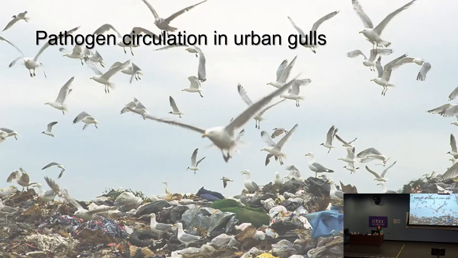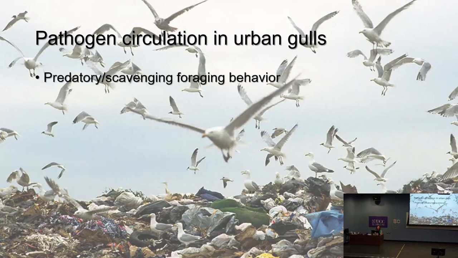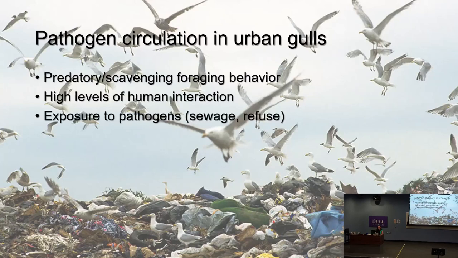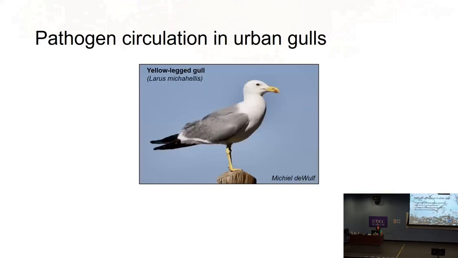So in urban gulls, we know that these are species that are widely exposed to pathogens through their foraging behavior. They're predators and scavengers, often on human refuse. They interact with humans through their behaviors and just through their spatial distribution. They eat sewage, which is a great source of pathogens, and other fairly dirty food sources. And they provide accessible sampling targets, given that they're relatively common and abundant in close proximity to human settlements.